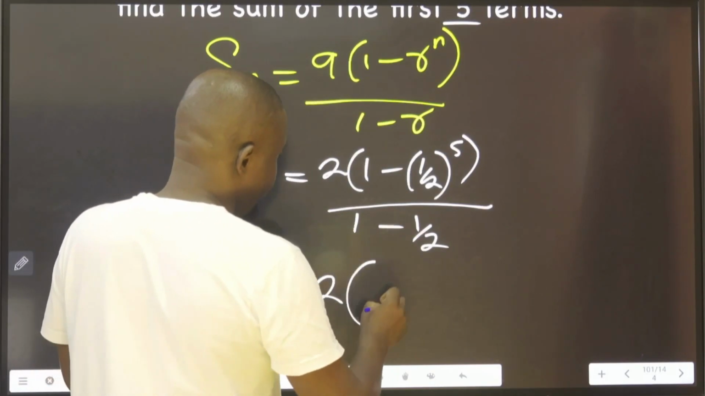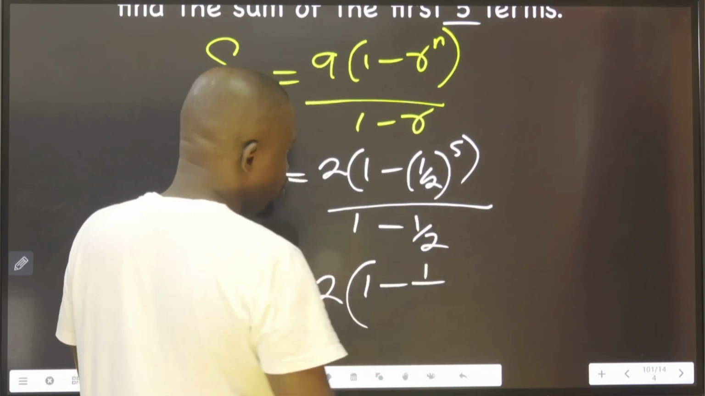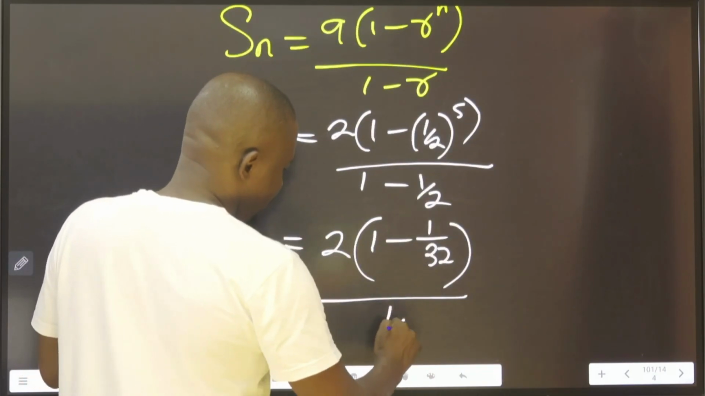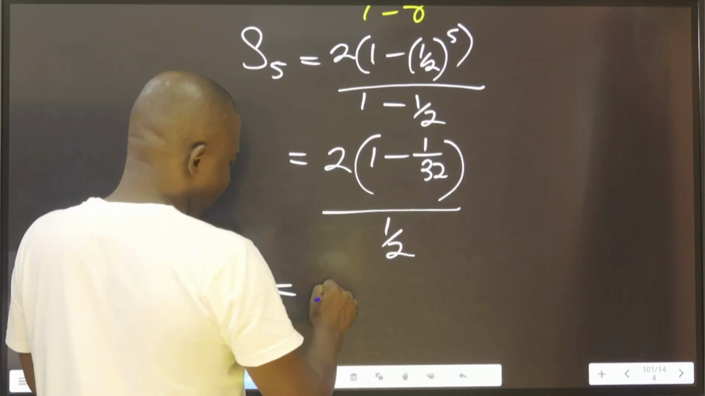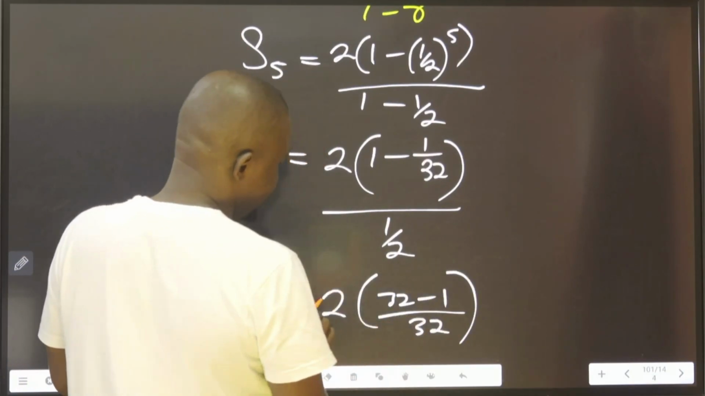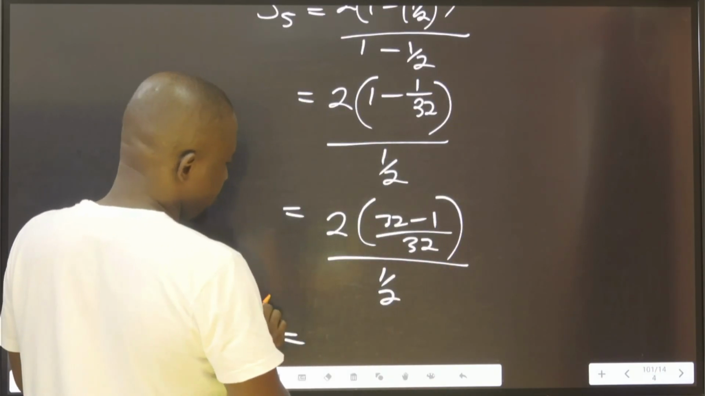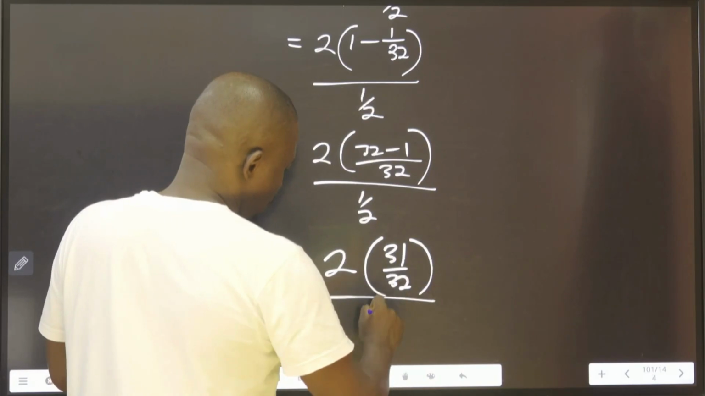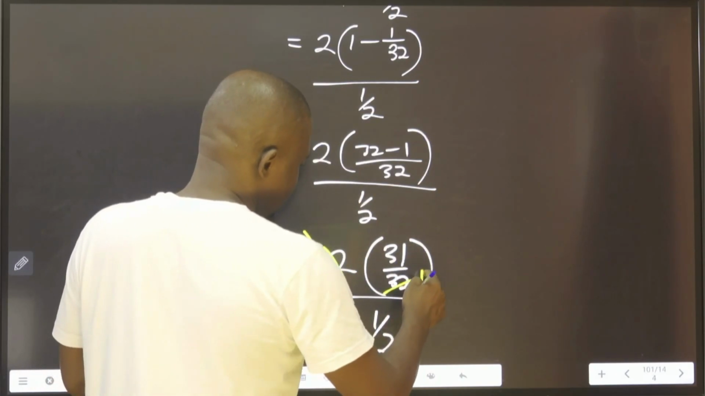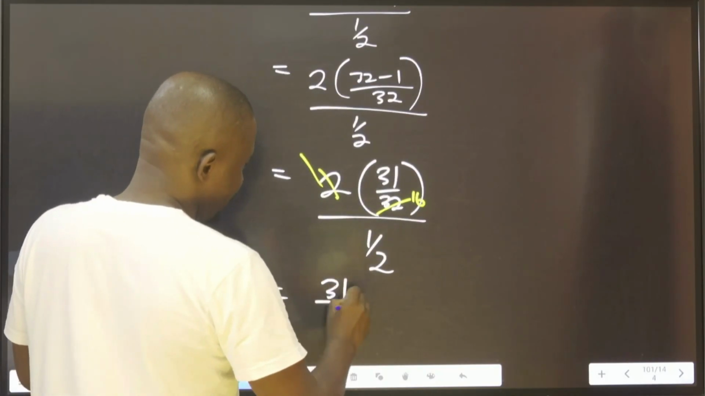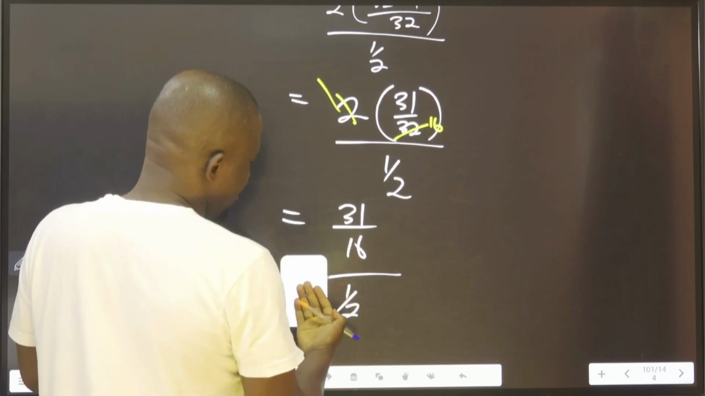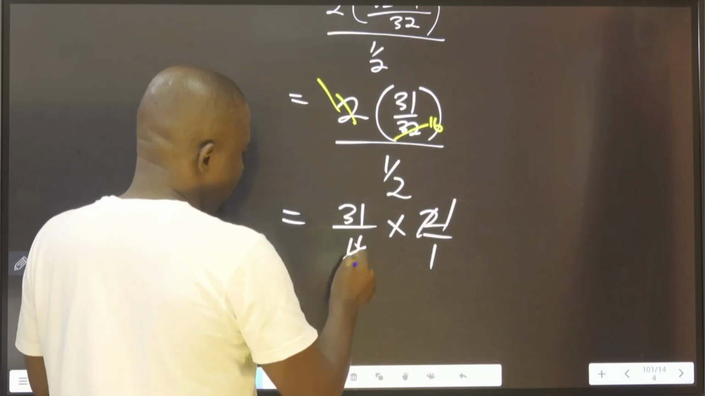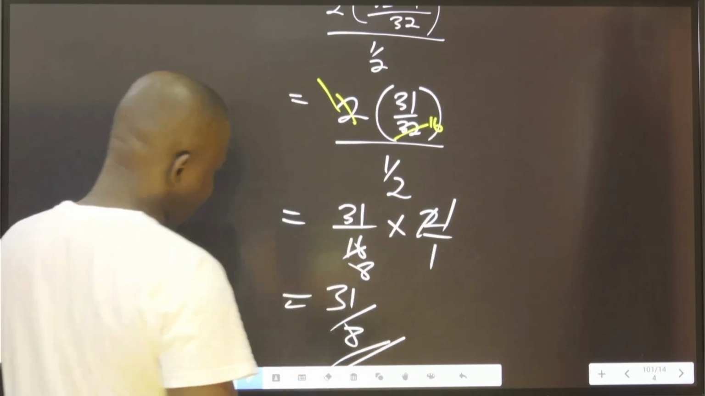This is equal to 2. This is 1 minus 1 over 2 raised to power 5, which is 32. This is what? 1 over 2. You continue, you're going to have 2 times 32 minus 1 over 32, all over 1 over 2, equal to 2 times 31 over 32, over 1 over 2. Here 1, here 16. So that is 31 over 16 over 1 over 2, which you can also rewrite as divide by 1 over 2. You can also rewrite as times 2 over 1. 2 here 1, 2 here 8. That is 31 over 8. This is the final answer, okay?